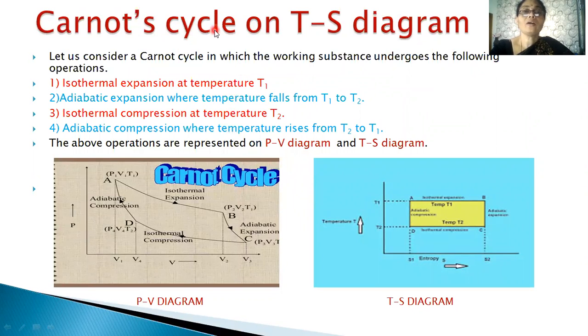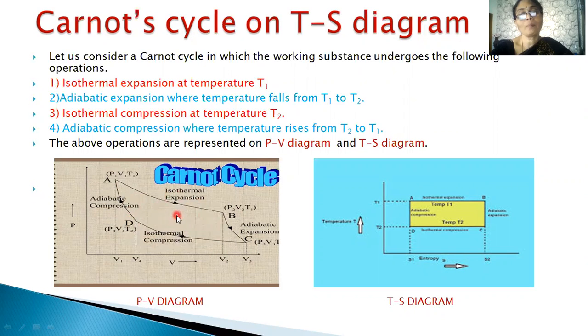Now let's see the Carnot cycle on the TS diagram. Let us consider a Carnot cycle where the working substance undergoes the following 4 operations. The first is isothermal expansion where the temperature remains constant. Second is adiabatic expansion where the temperature falls from T1 to T2, third is isothermal compression where the temperature remains constant at T2, and fourth is adiabatic compression where the temperature rises from T2 to T1.